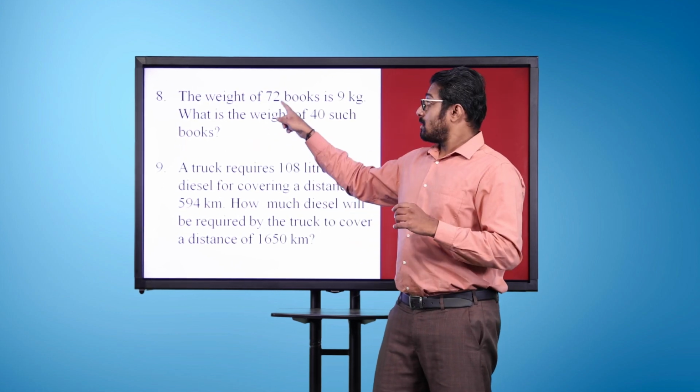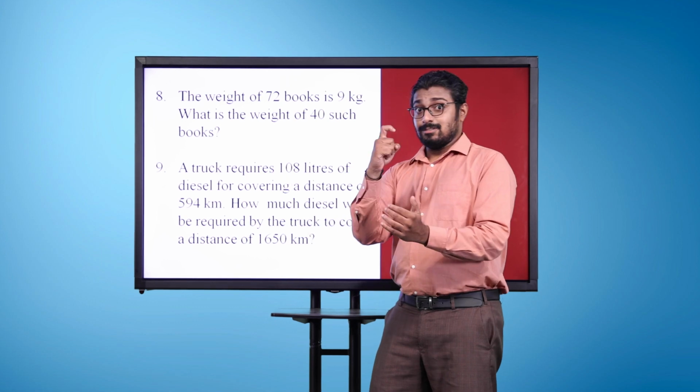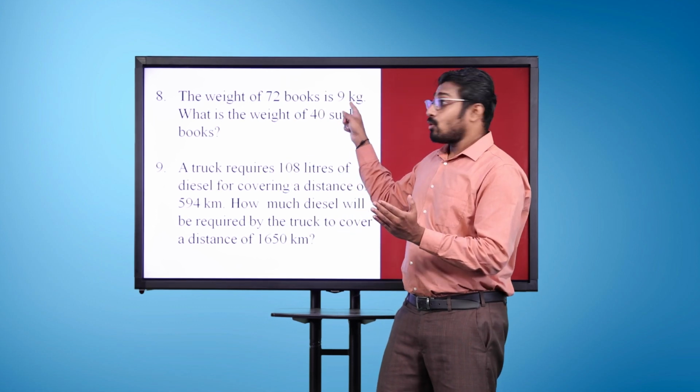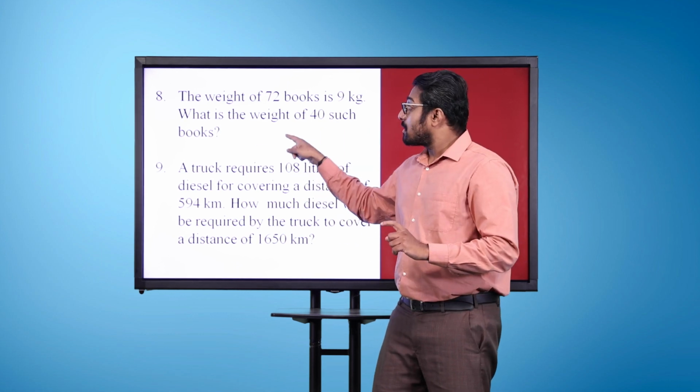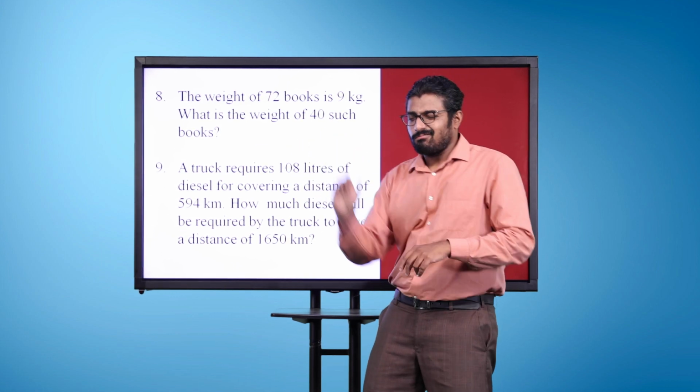The weight of 72 books is 9 kilograms. What is the weight of 40 such books?